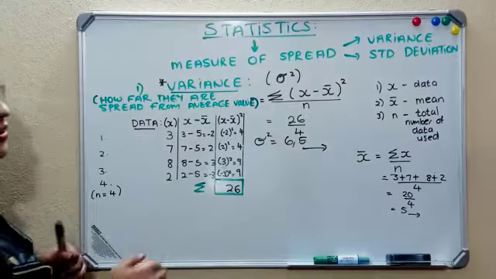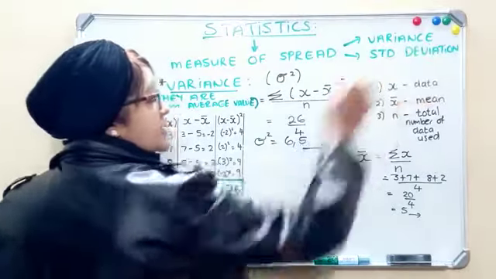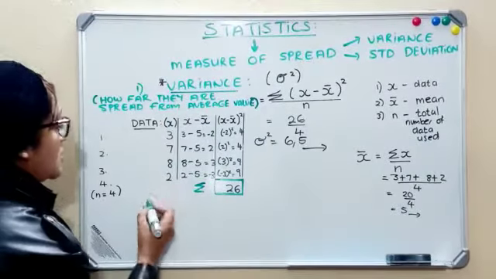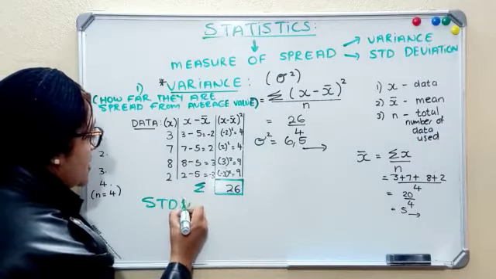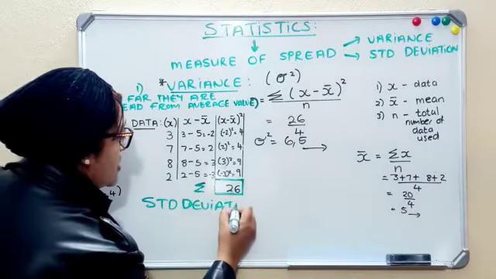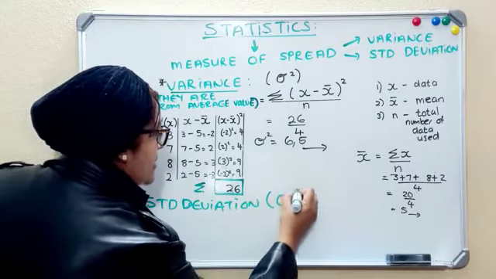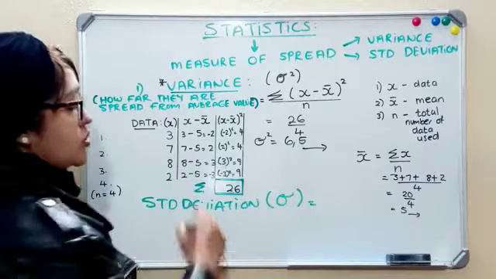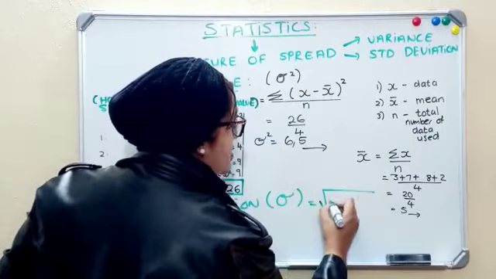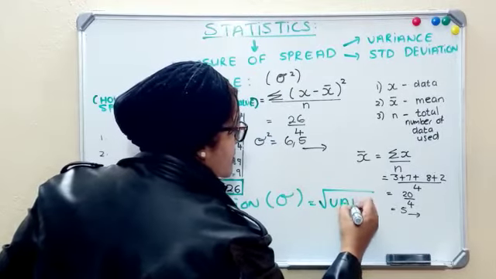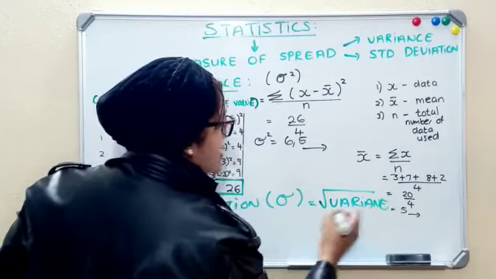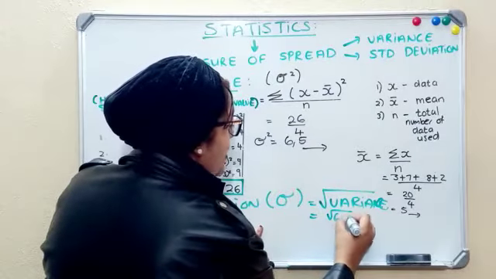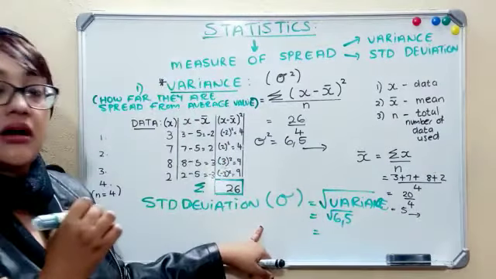The next calculation we need to find is the standard deviation. I'm just going to write that down here. We want the standard deviation, and it's just the variance unsquared. To get rid of the square, we take the square root. The square root of your variance is your standard deviation. So I'm going to square root 6.5 and I get an answer of 2.5.